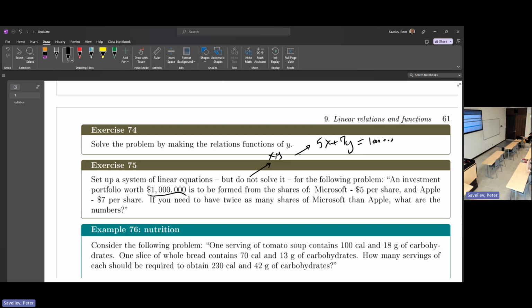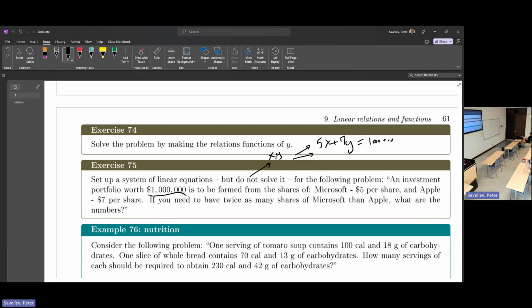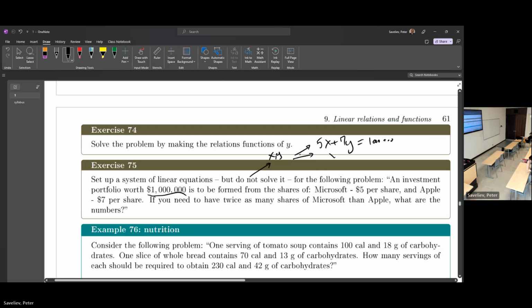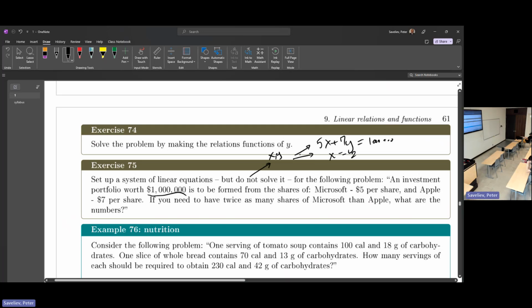So once again, a little dictionary, and that dictionary is used to translate the language of words into the language of mathematics, the algebra. The second one: you need twice as many shares of Microsoft as Apple. So what is it? The number of shares of Microsoft. Anybody? No, x is equal to 2y, right? I think, right?